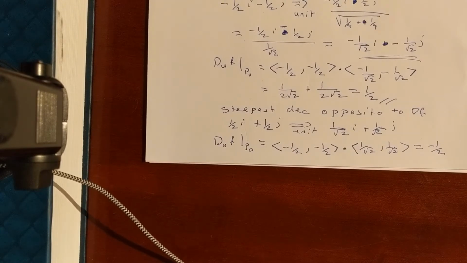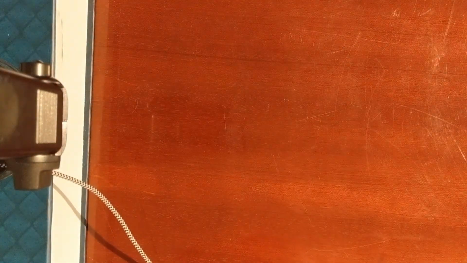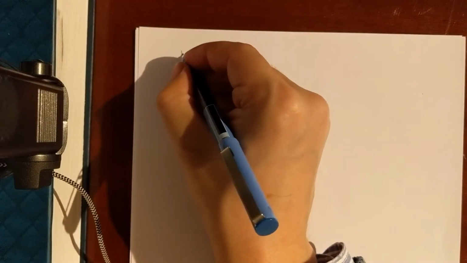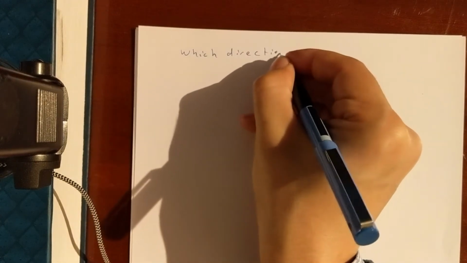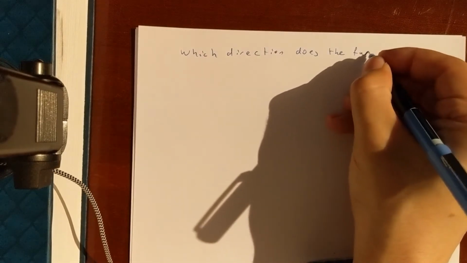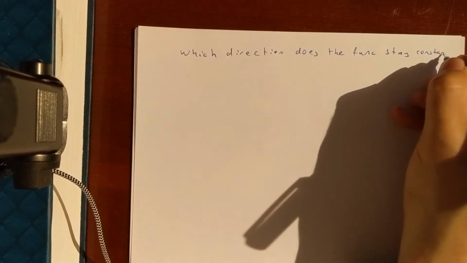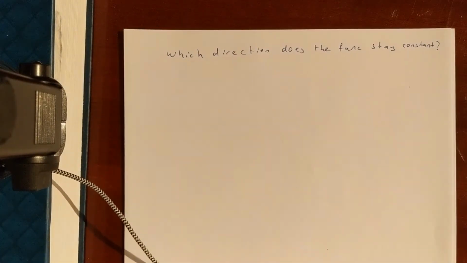so now let's talk about the direction of no change. When do we have no change? So when does the function not increase and not decrease? In which direction does the function stay constant? Which direction does the function stay constant? Okay, which direction does it stay constant? It's going to be perpendicular. It's got to be perpendicular.